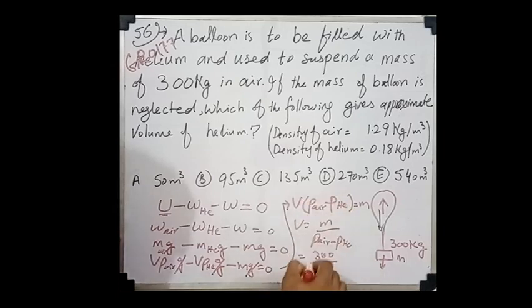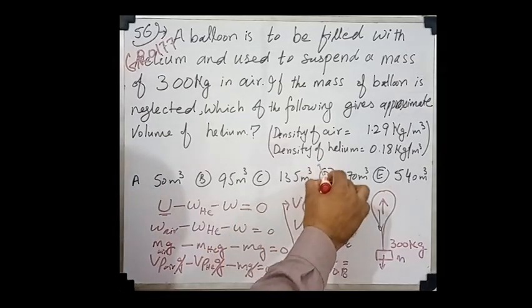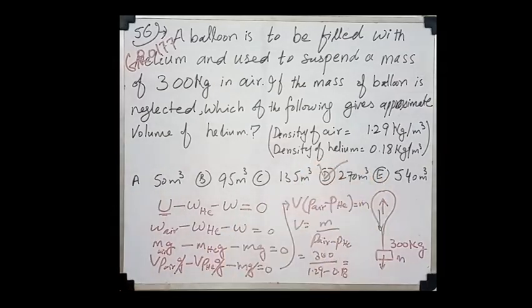So this is equal to 300 divided by 1.29 minus 0.18. If we solve this, 1.29 minus 0.18 and 300 divided by the answer, this will be equal to 270 meter cube. So D is our right option. We require 270 meter cube of helium to suspend a mass of 300 kg in air.